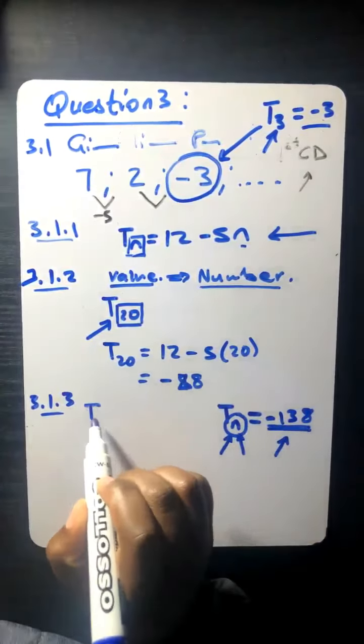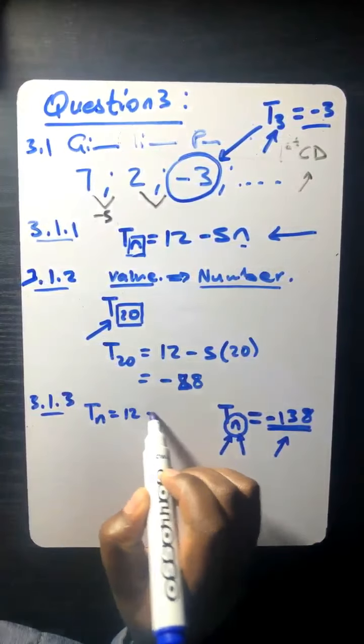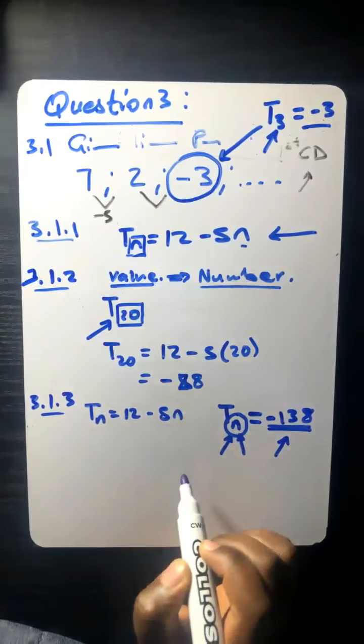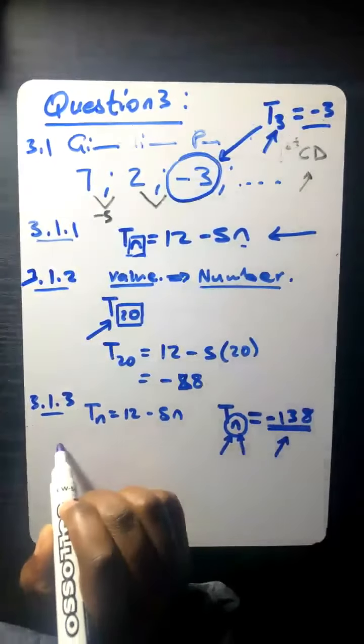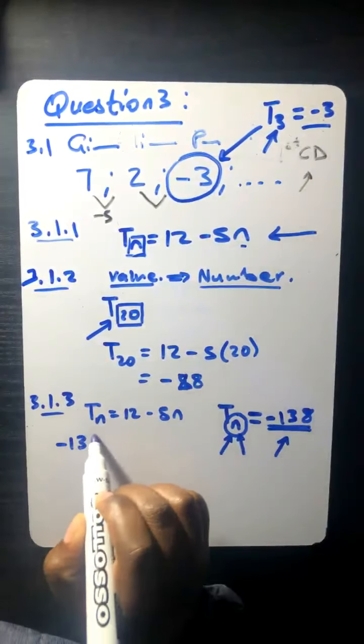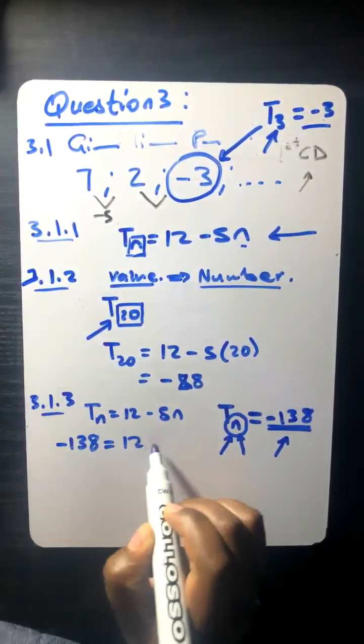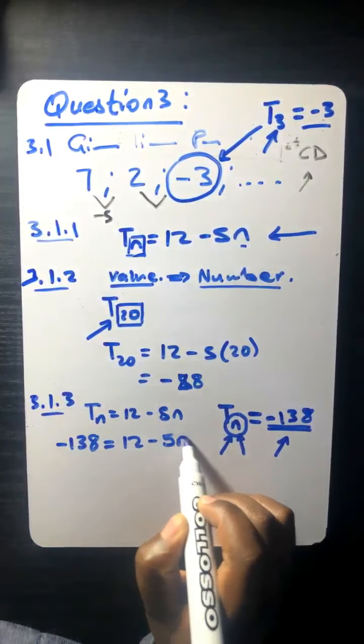So the general formula says Tn is equal to 12 minus 5n. Can you see, where you see Tn, you substitute that. So you have negative 138 is equal to 12 minus 5n.